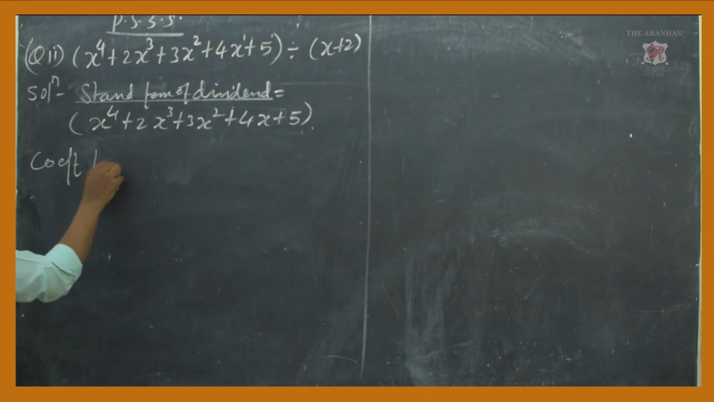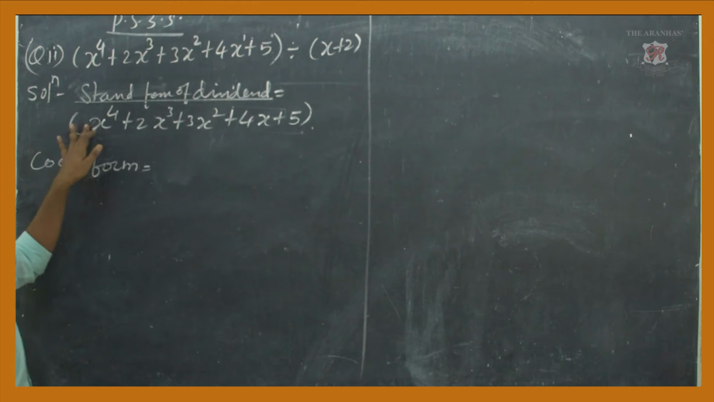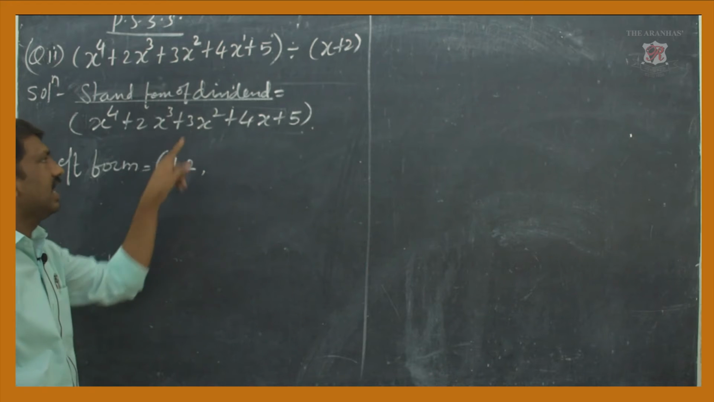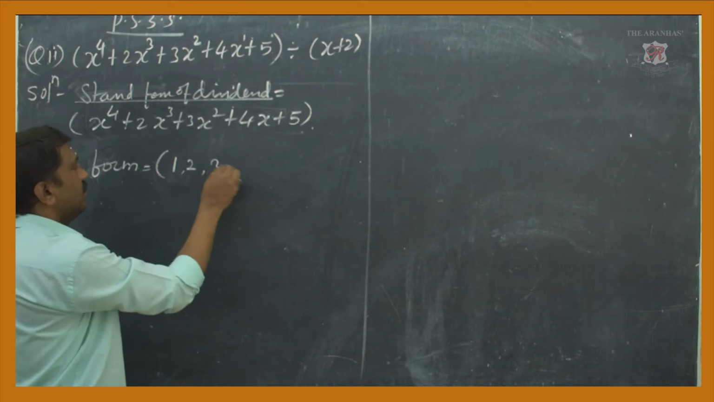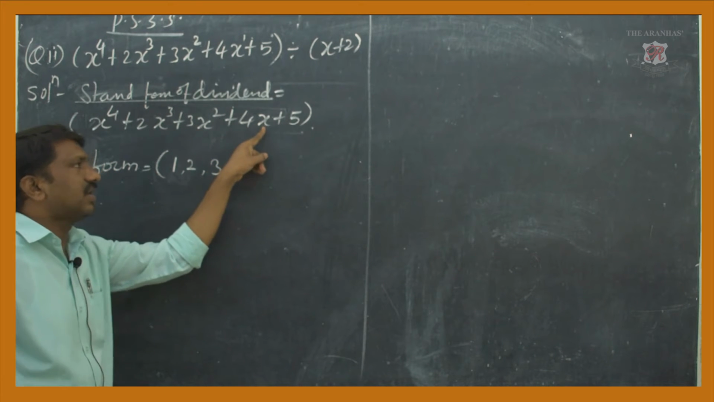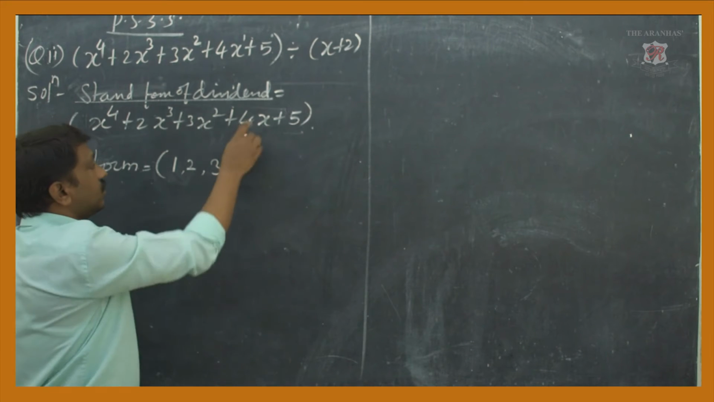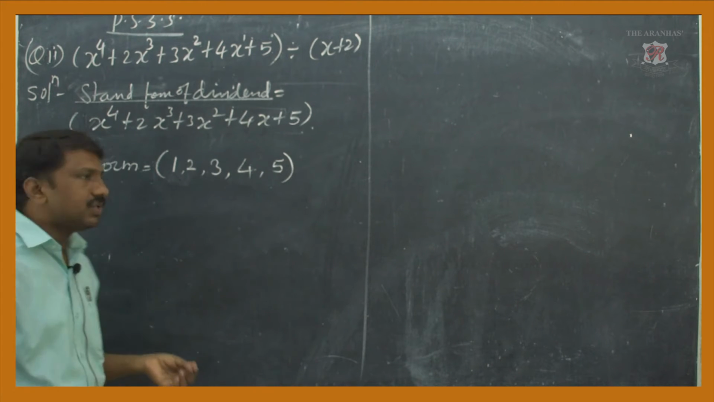Coefficient means the numerical value that lies to the left of the variable. The first is x to the 4, whose coefficient is not written, so you have to consider it as 1. Next is x cube, the number on the left side is 2. Next is the x square term, its left side numerical value is 3. Next is 4x, the left side value is 4. And last is 5, so it is as it is, 5.